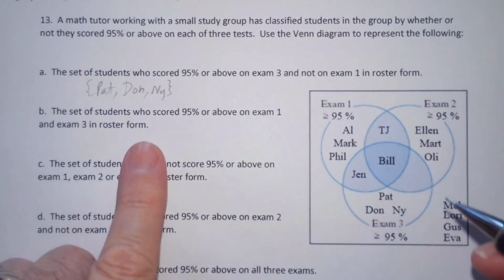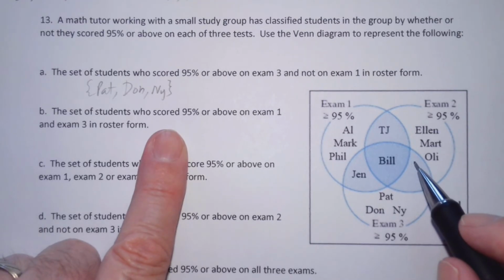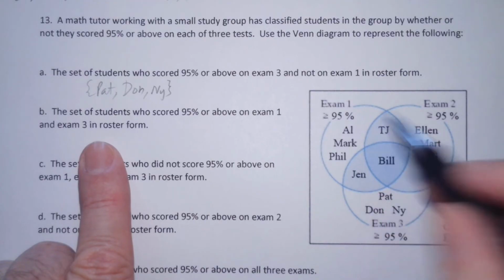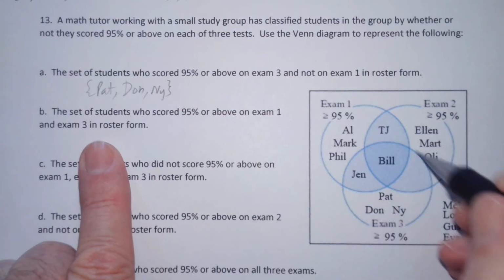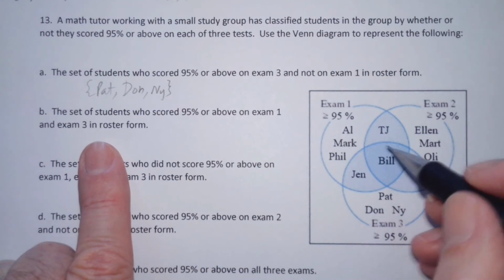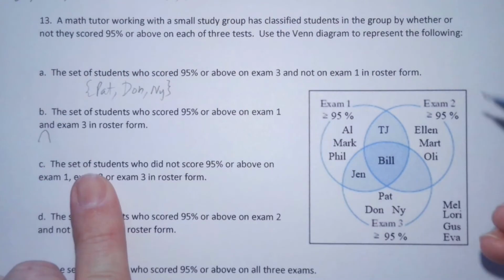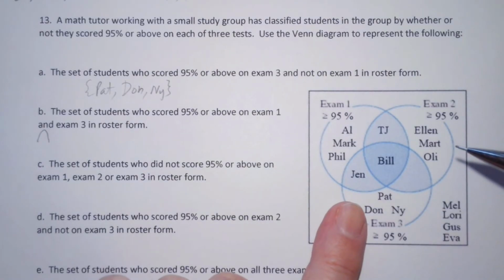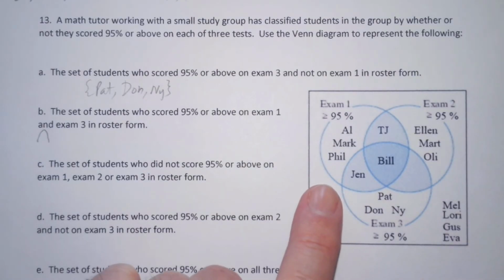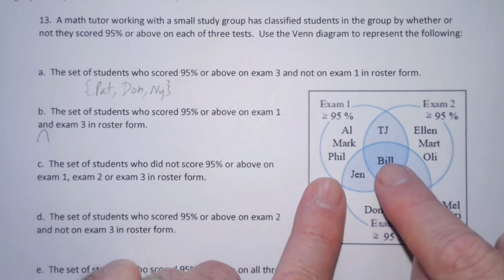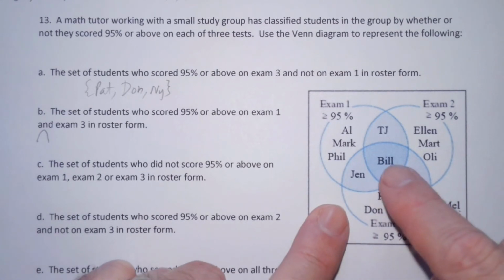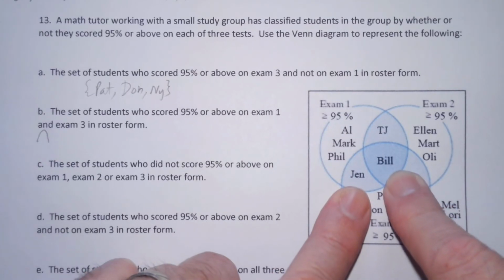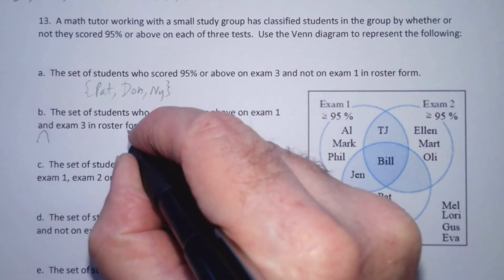All right, the set of students who scored 95% or above on exam 1, that's here, and exam 3. Now, it's an "and" statement, so this works like intersection. So what is in these two circles? They scored 95% on exam 1 and also 3. That would be Jen and Bill. That's this overlap here. They're the only ones that are in both circles. So Jen and Bill.